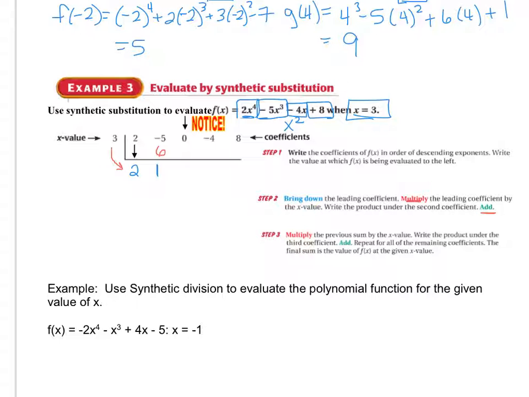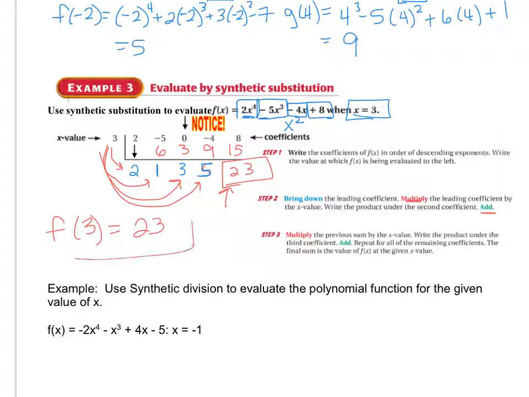And so now we're going to multiply again. 3 times 1 is 3. Add. And now we're going to multiply again. 3 times 3 is 9. Add. Oops, should have used blue. And then now we're going to multiply again. This will make 15. You add, which will make 23. So now we know that this is our answer. So f of 3 is equal to 23. So it's kind of fun. So let's try another one.